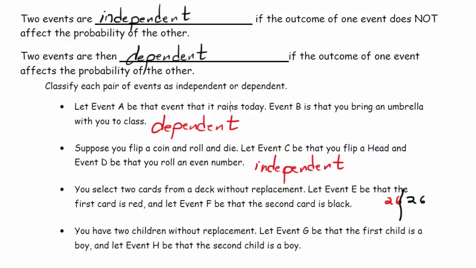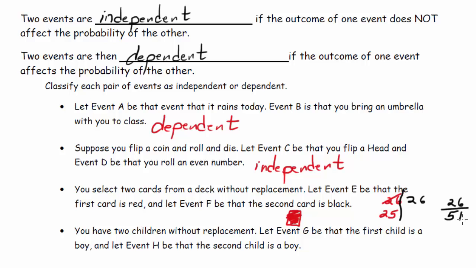So let's say on my first event, event E, I do get a red. So now, because I got a red, here's my red card over here that I've drawn. Now there's only 25 reds left in that deck. Do you see this? If I got a red on that first card, the probability of me getting a black on the second card is going to be 26 out of a total of 51.